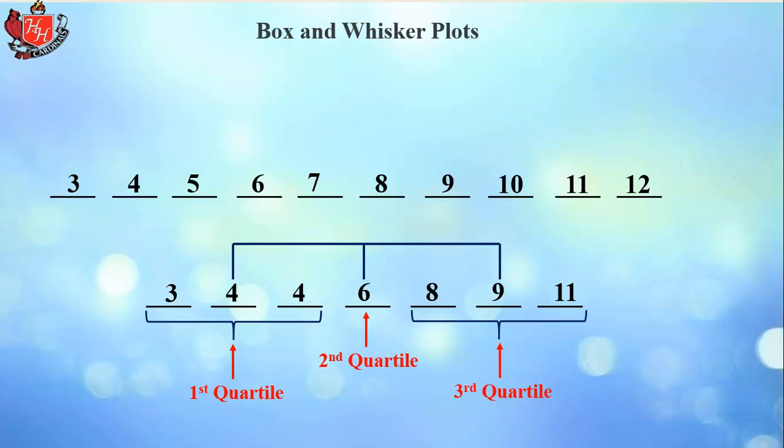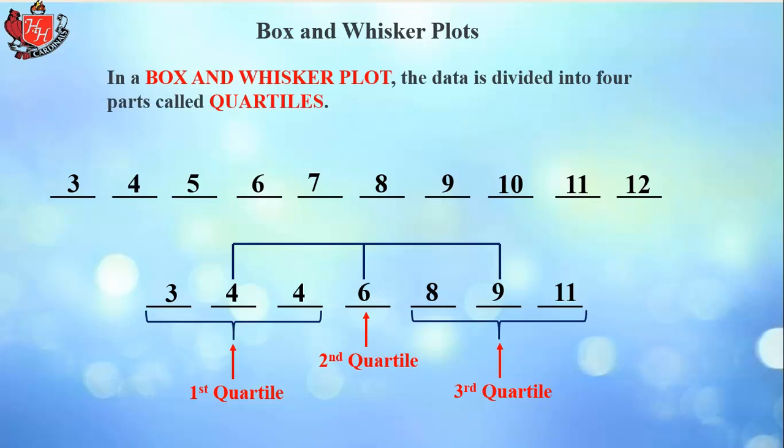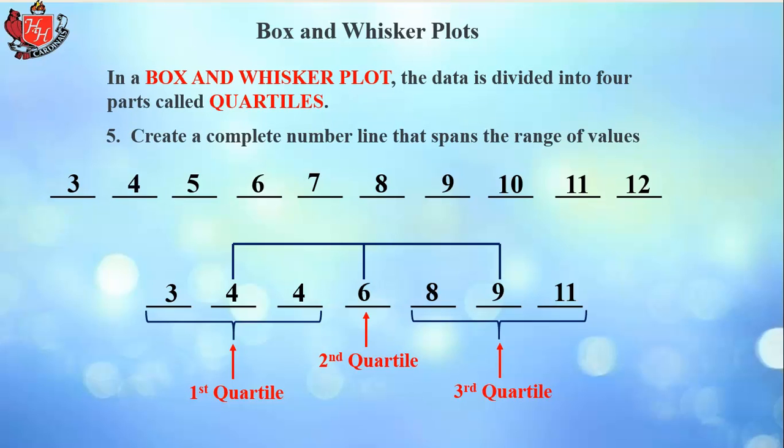So what you do then is you draw a line above the first quartile, 4, above the 6 in the middle, which is the median of the whole set, and then above the 9, which is the median of the third quartile. And you complete the number line that spans the range of the values. So draw vertical lines at the first, second, and third quartiles.